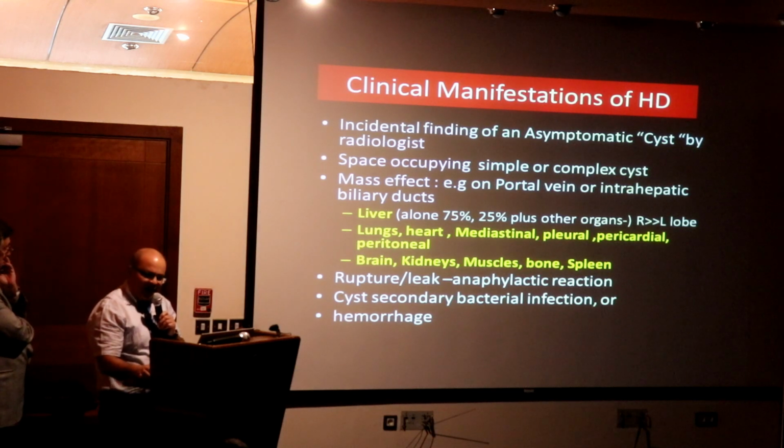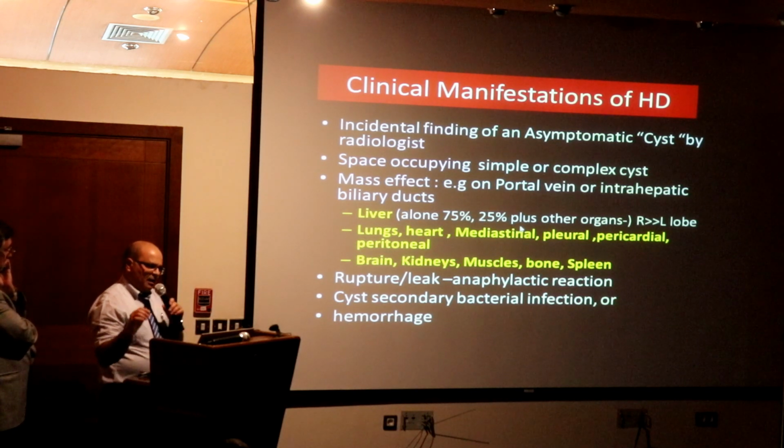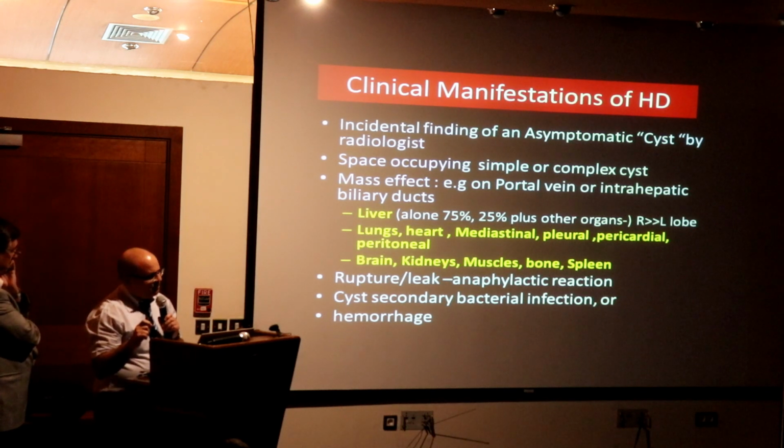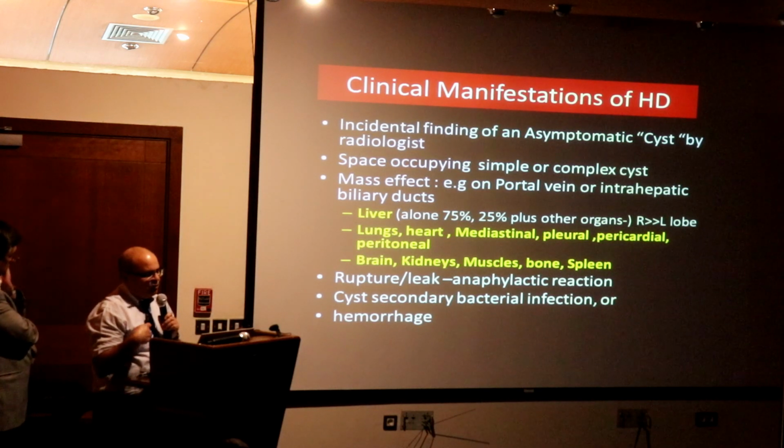Sometimes it's just an incidental finding, an asymptomatic patient with a cyst found by the radiologist. It can be a space-occupying, simple or complex cyst, may present with mass effect, for example on the portal vein or on the intrahepatic biliary ducts. Liver alone is affected 75% of the time, and 25% liver plus other organs. When we swallow the embryonated eggs, they hatch in the intestine, and they go first to the liver.